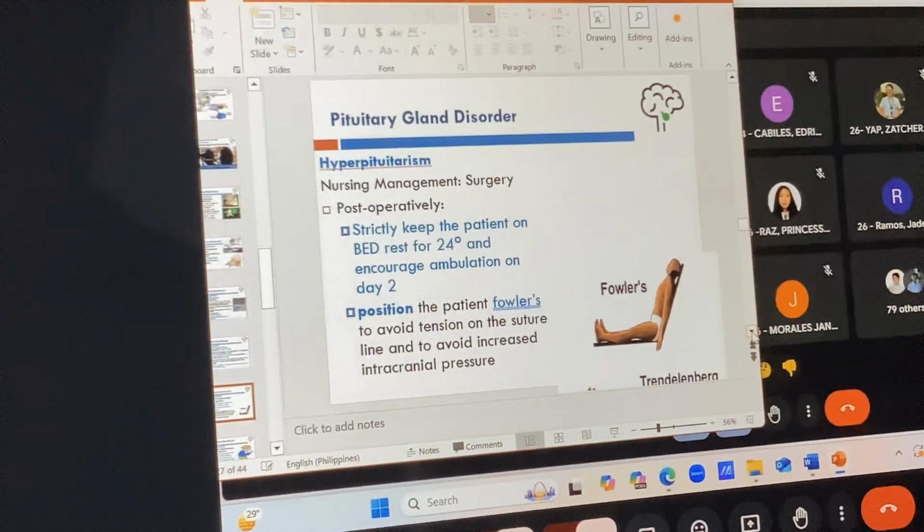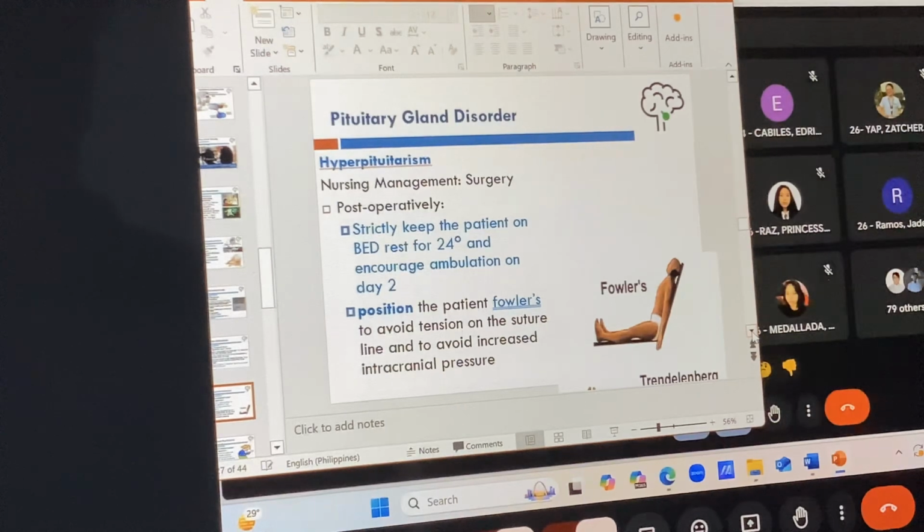Okay? To prevent complications of atelectasis. Kasi ang patient ninyo will have a general anesthesia. So, ang patient ninyo shall be encouraged to ambulate. Kaya lang, when the patient is allowed to assume a position, your client will assume a Fowler's position. Okay? Now, the reason why we need to put the patient on a Fowler's position is because we want to prevent tension on the suture line.